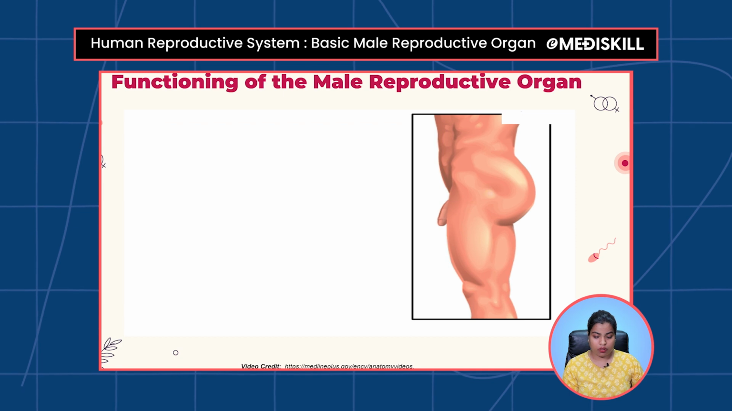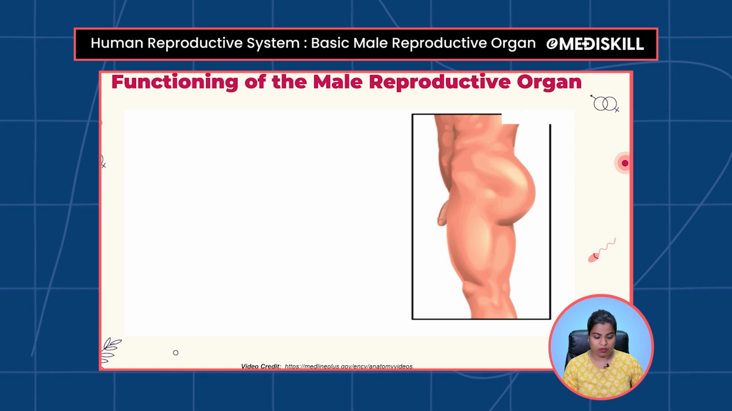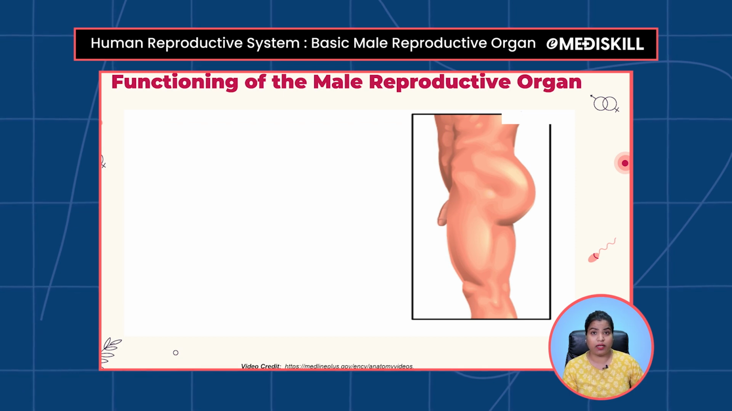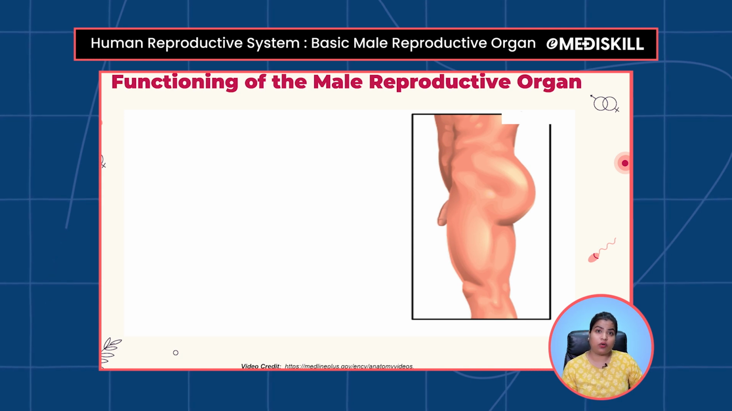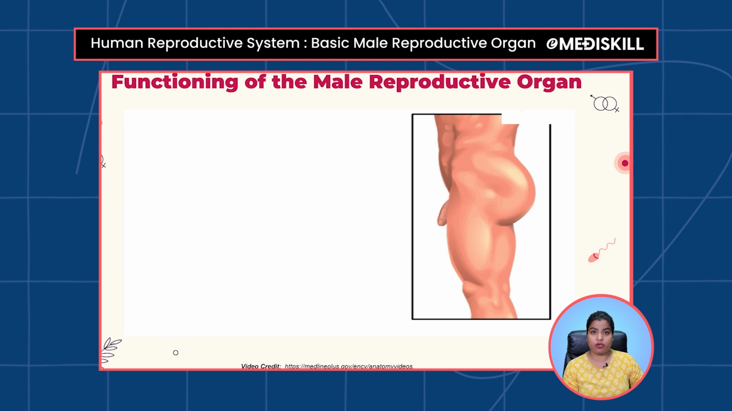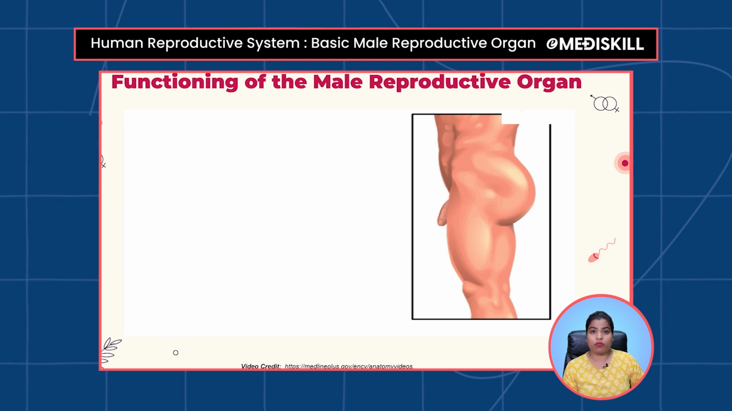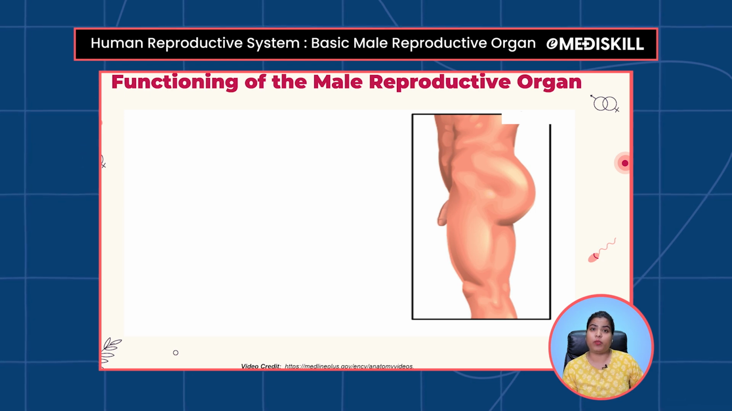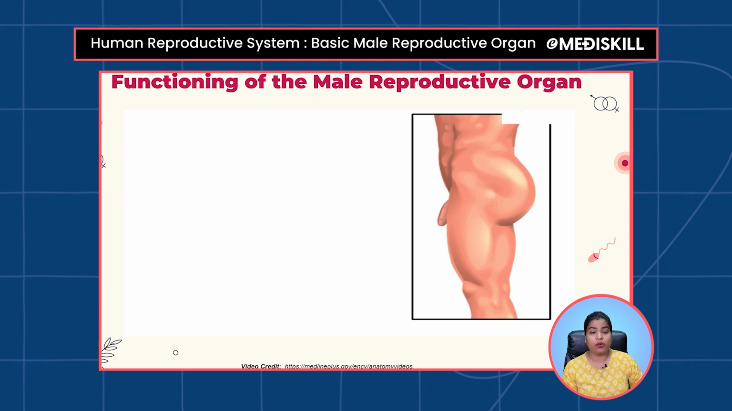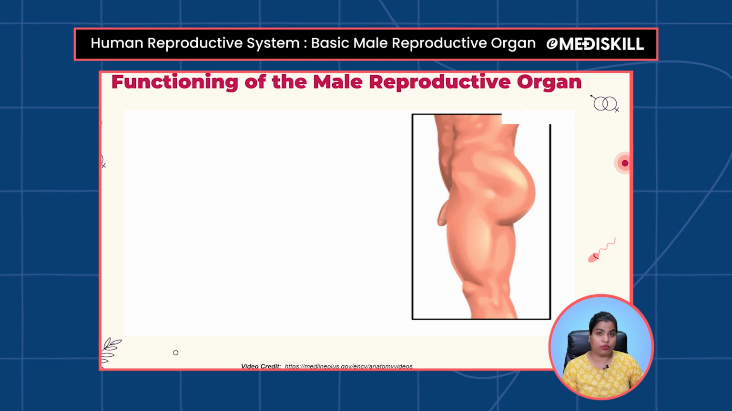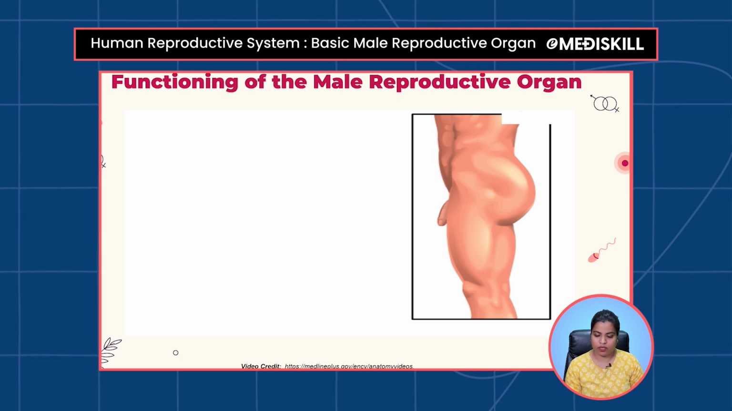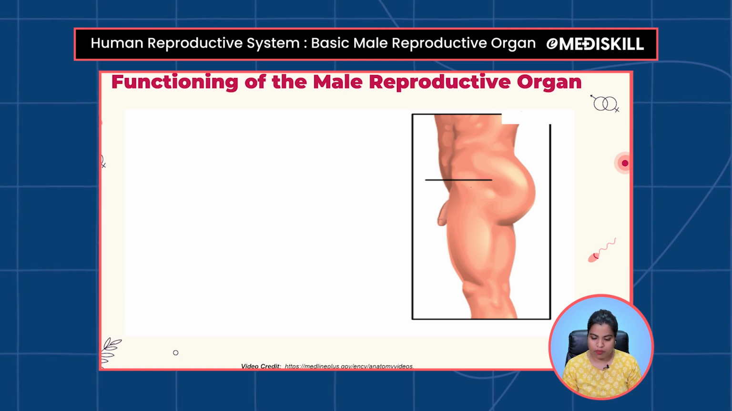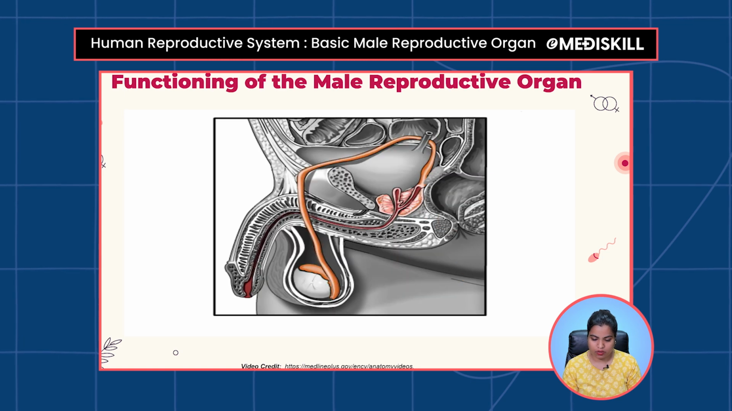So here is a small presentation I would like to give in more detail, which explains how ejaculation happens, how urine production and the removal of urine from the male reproductive organ happens, as well as how semen flows out of the body accordingly. Like I was explaining about the male reproductive organ, let's talk about the basic functions of this organ over here.